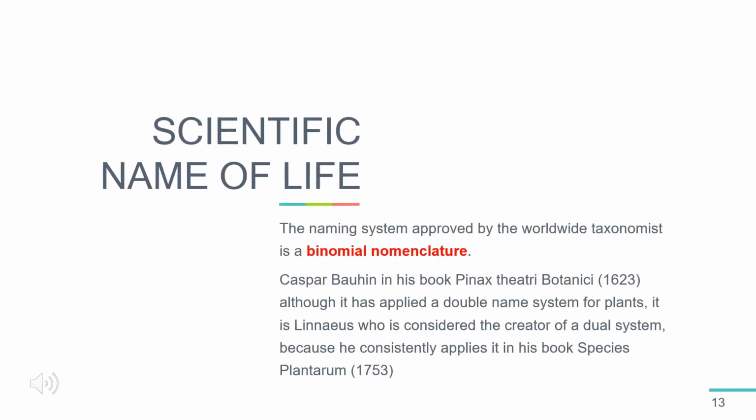Next, we will discuss the scientific name of life. The naming system approved by taxonomists worldwide is called binomial nomenclature. Caspar Bauhin, in his book Pinax Theatri Botanici, had applied a double name system for plants, but it is Linnaeus who is considered the creator of the dual system because he consistently applied it in his book Species Plantarum.